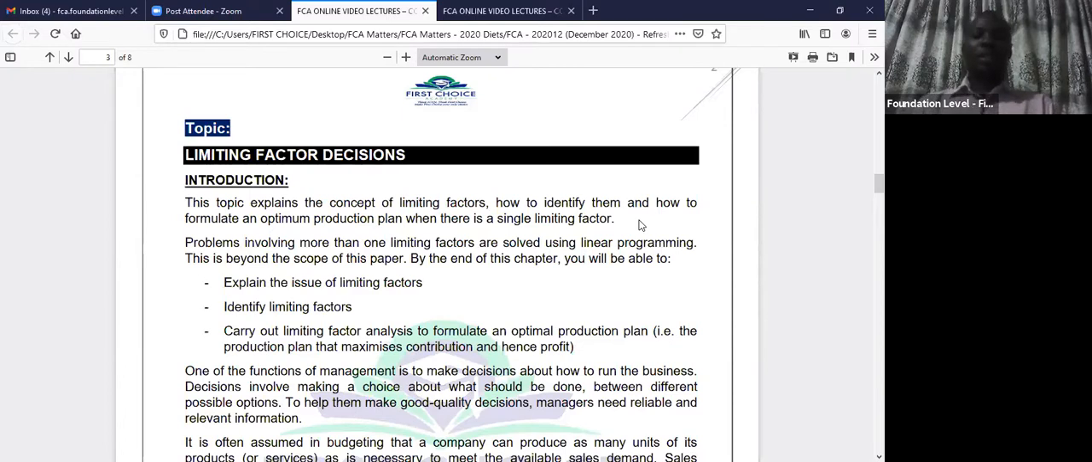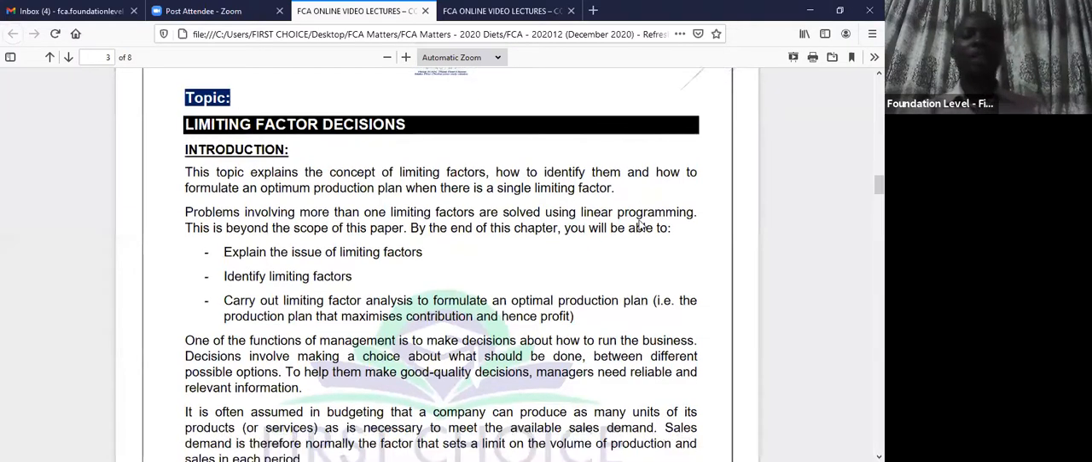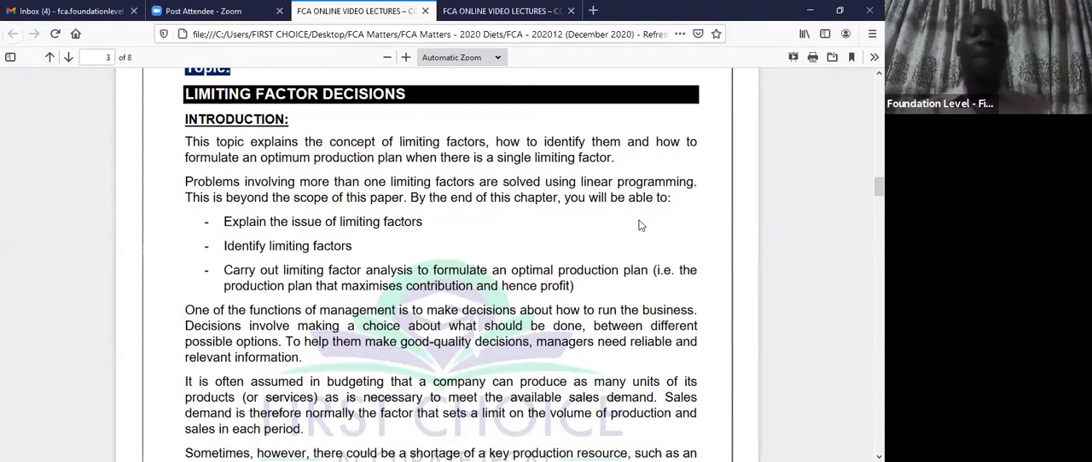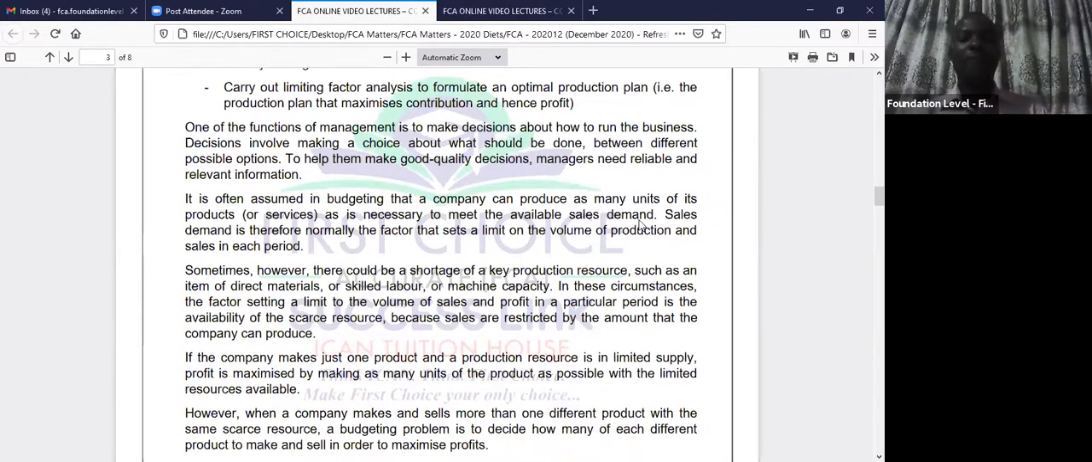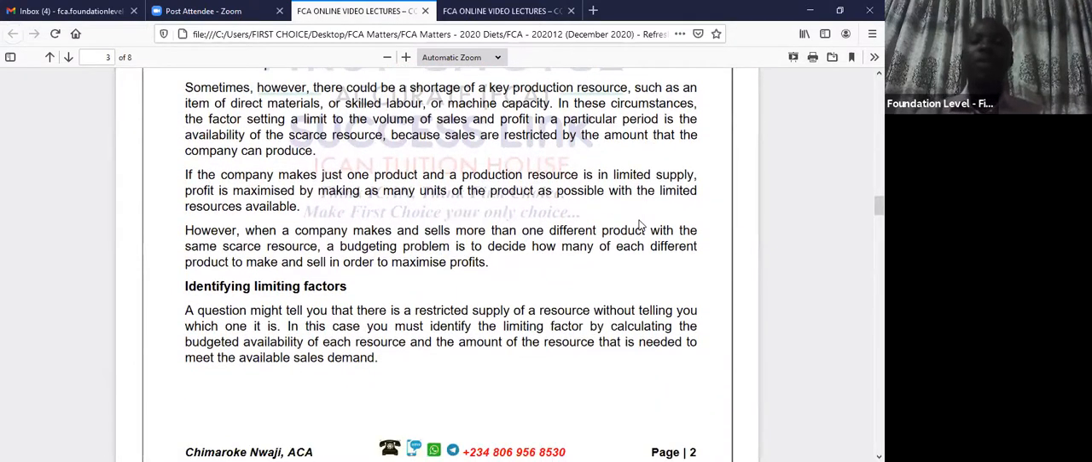By the end of this lecture, you should be able to identify some limiting factors, carry out tests to identify a limiting factor, and then also create an optimal production plan based on the limiting factor you have just identified. One of the objectives of management is to make decisions about how to run a business. So decisions involving making a choice about what should be done between different options is inevitable. When we have a limiting factor problem, we need to make a choice as to which products should be made given the available scarce resource.